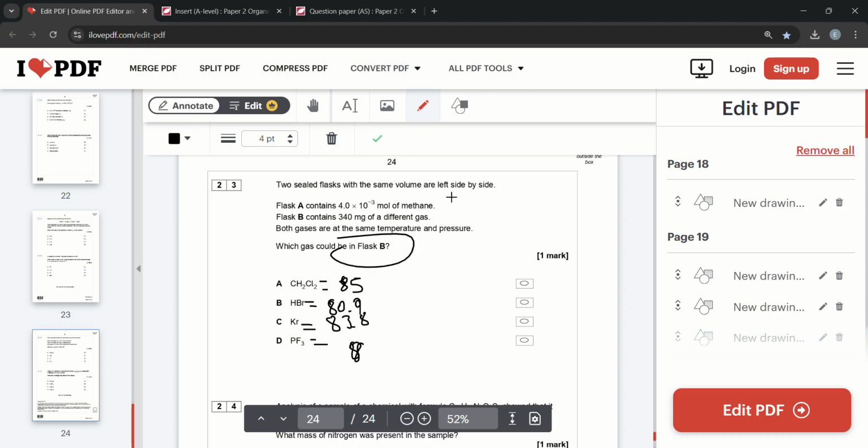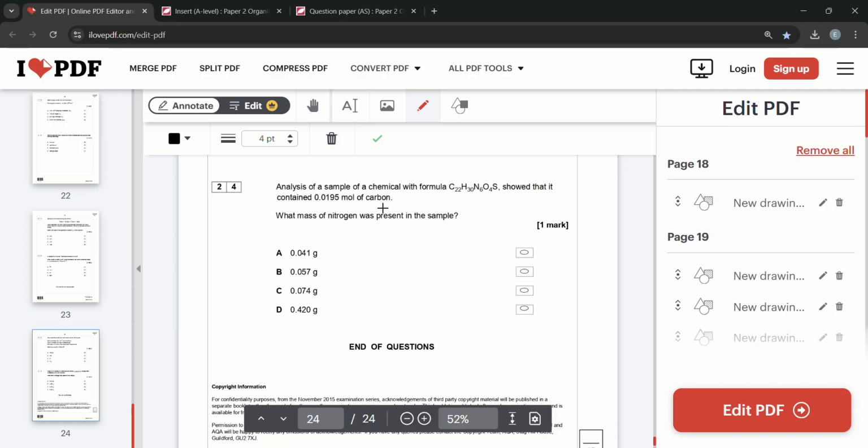With the same volume left side by side, we're going to have a 1 to 1 mole ratio, right? And now all I have to do is work out the MR. MR is mass over moles, with mass in grams, so it's going to be 0.30 grams divided by 4.0 times 10 to the power minus 3. If you put that on your calculator, you should get 85, and therefore the answer is A. That's the MR of CH2Cl2, A, 85.